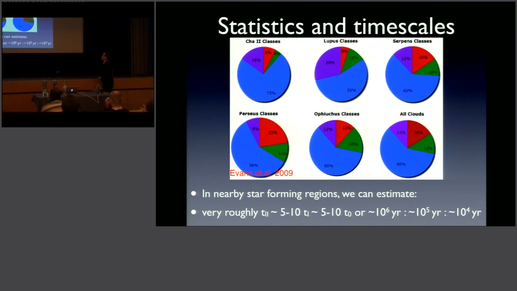One of the most important results from those surveys is the census, if you want, of the objects in the various phases, which is what you have here. In blue are the stars with disks.